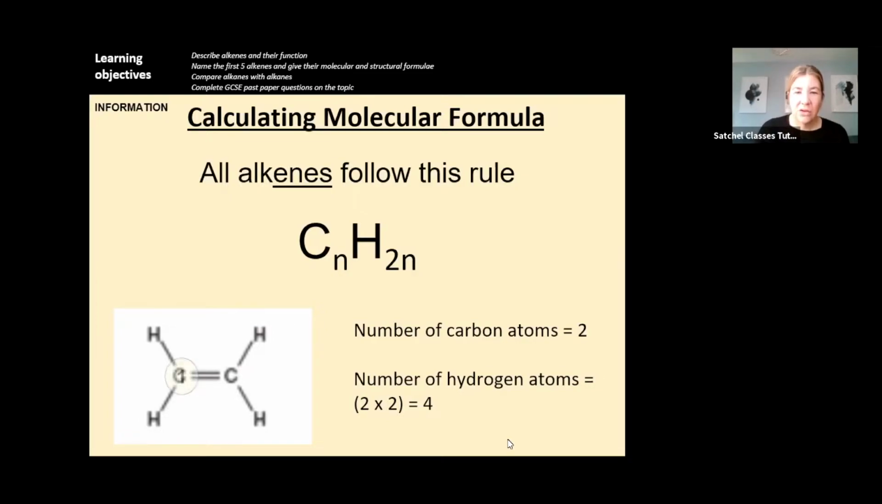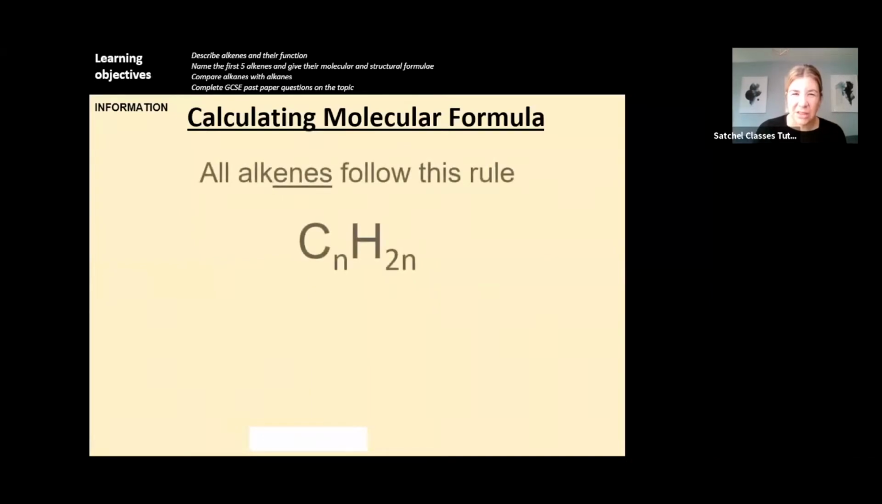Okay, so let's see if this checks out. So we've got 1, 2 carbon atoms. We've got 1, 2, 3, 4 hydrogen atoms. So we do in fact have C2H4. Now that is the molecular formula for ethene, okay? The general formula was this. I hope that's clear. Let's have another practice just to make sure we understand it.